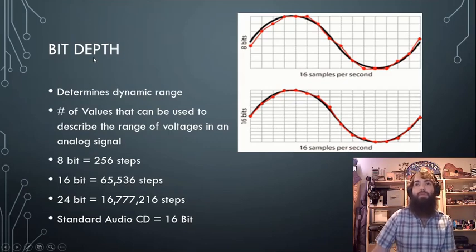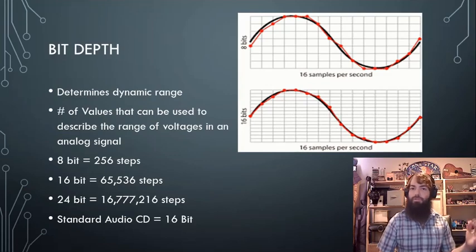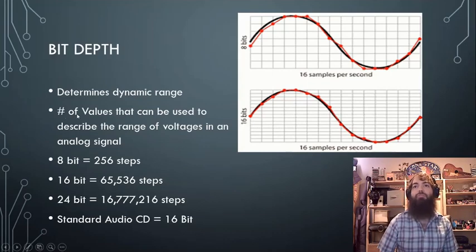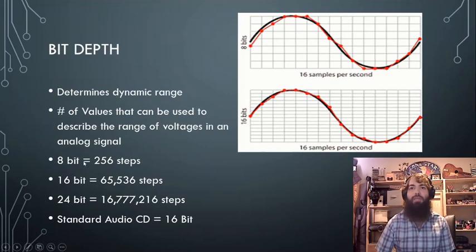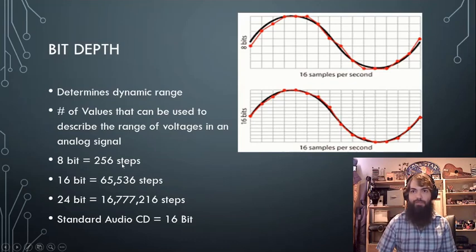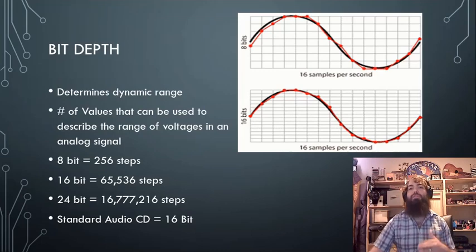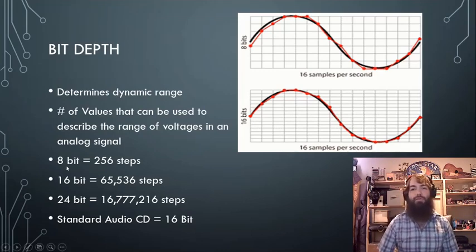We also have bit depth. Bit depth is going to determine our dynamic range. That's the difference between the loudest voltages and the softest voltages. So bit depth is the number of values that can be used to describe the range of voltages in an analog signal. So an 8-bit would actually give us 256 steps. So that's 256 values between our softest and our loudest, because that's 8 different on or offs, so that's 256 different values that can be represented with 8 different on or offs.